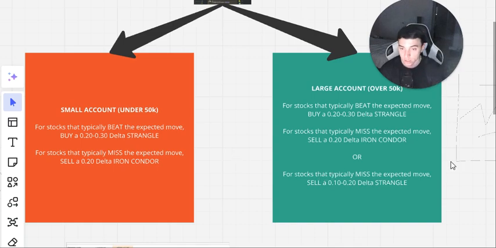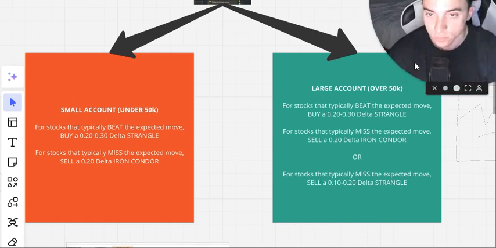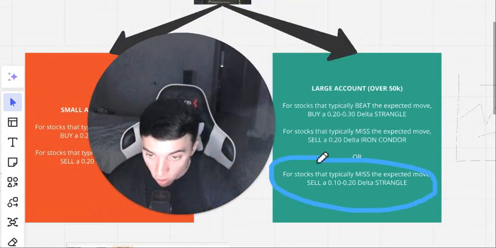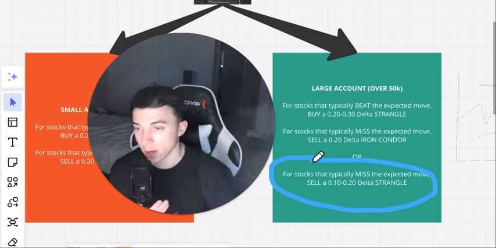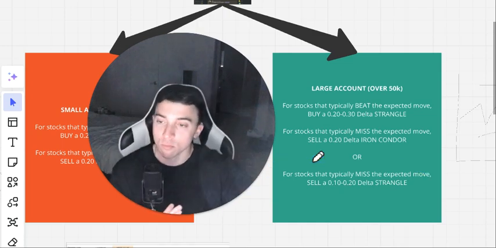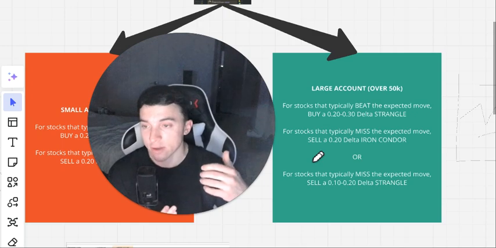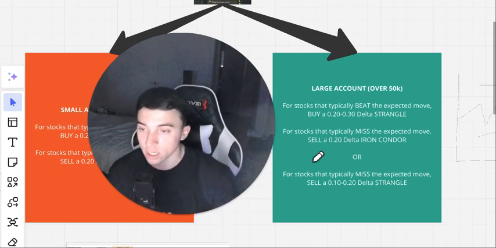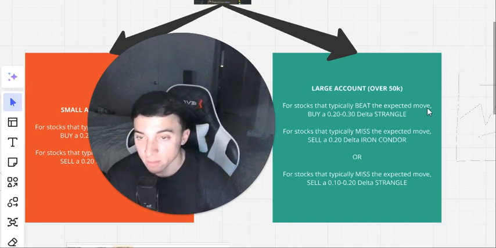Or if we have a larger account, in this case, we can sell a 10 to 20 delta strangle, moving further out, collecting more premium, but giving ourselves less risk because we don't want to be assigned on a naked put or a naked call. So I hope that makes sense to you guys.